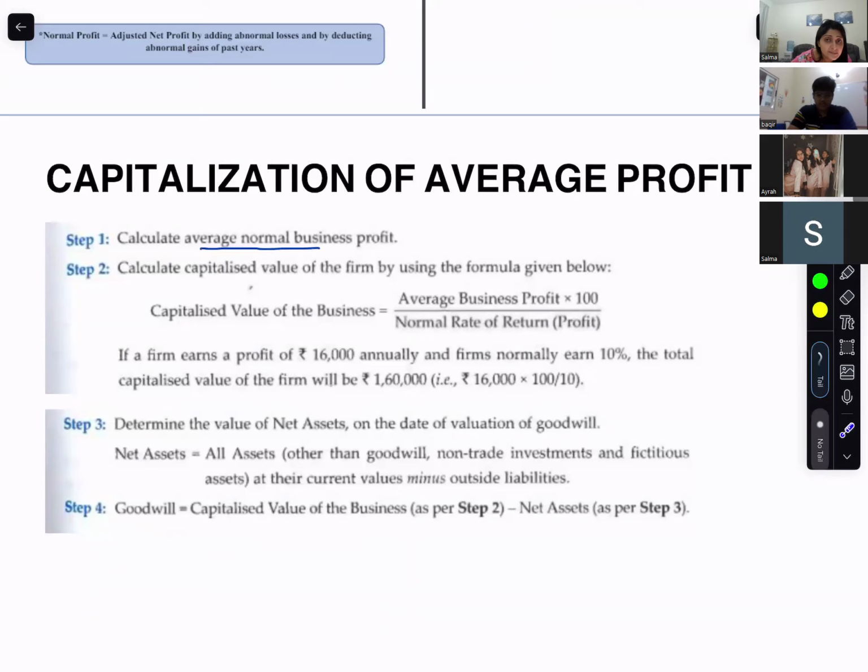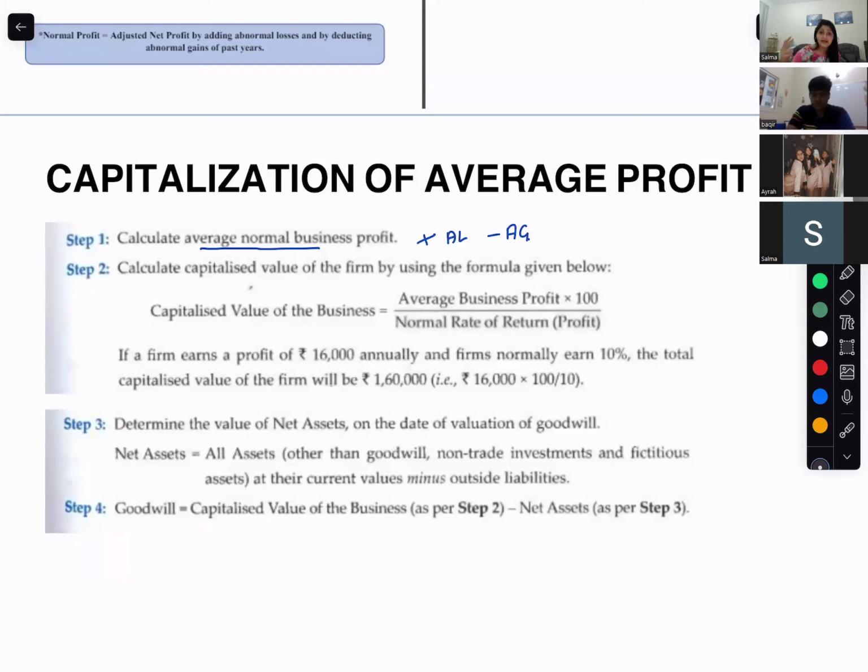Ma'am, we have abnormal gain and abnormal loss. So for average normal profit, you will add the abnormal loss, and subtract the abnormal gain. So the first thing is that you're going to calculate the average normal business profit.